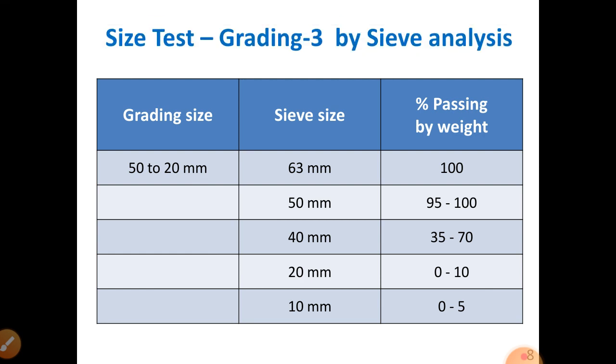This table shows sieve analysis requirement for grading size 50 to 20 millimeter. The sieves taken for this sieve analysis are 63 millimeter, 50 millimeter, 40 millimeter, 20 millimeter and 10 millimeter. Percentage passing by weight is shown against sieve size.